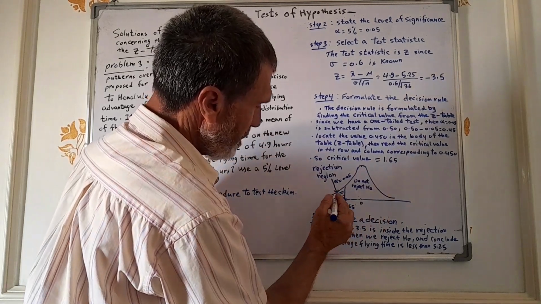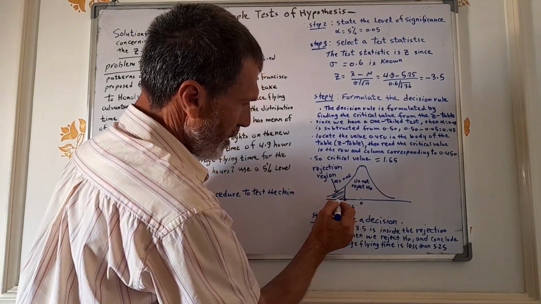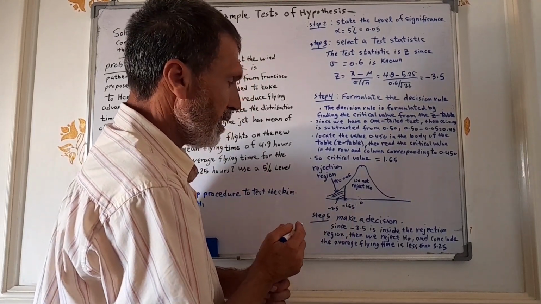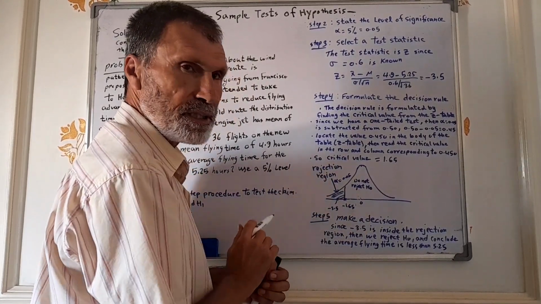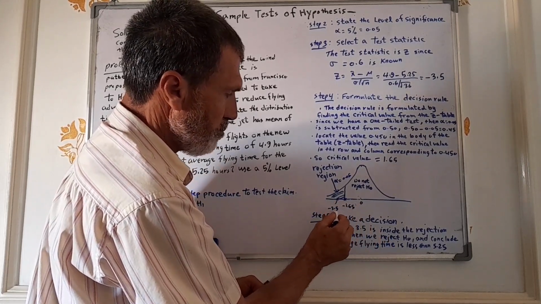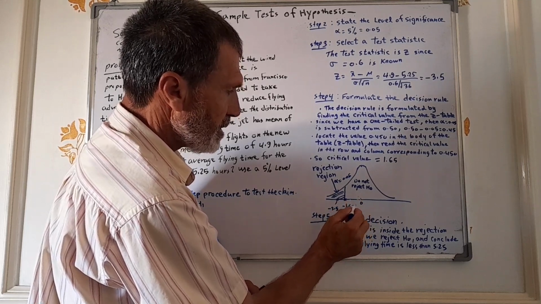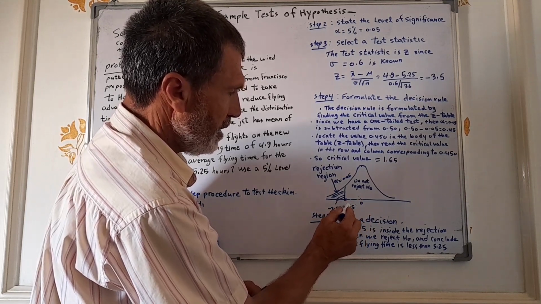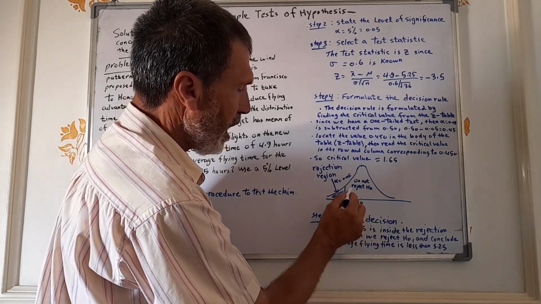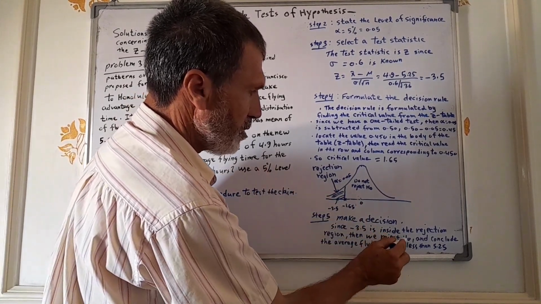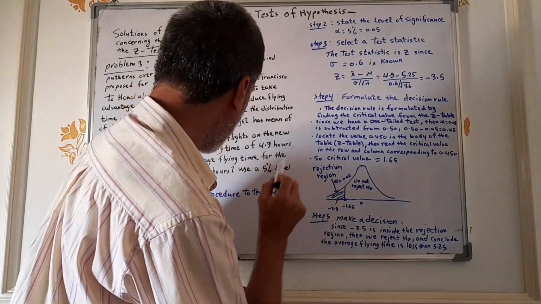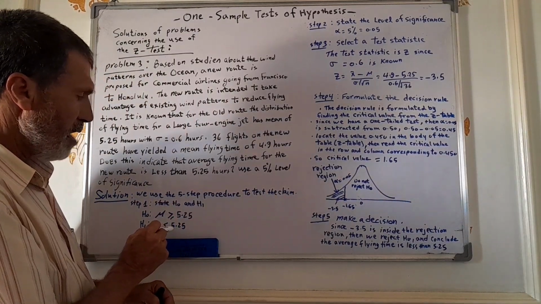So minus 3.5 is here. It is inside the rejection region. Therefore, we reject the null hypothesis. Here in step 5, make a decision. Since minus 3.5 is inside the rejection region, we reject the null hypothesis, H0, and conclude that the average flying time is less than 5.25.